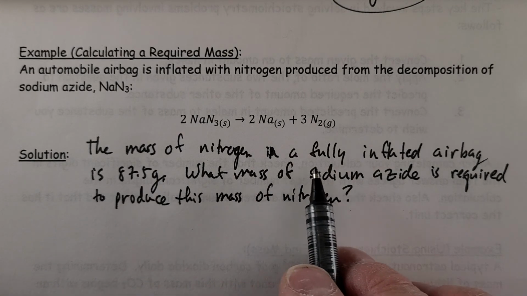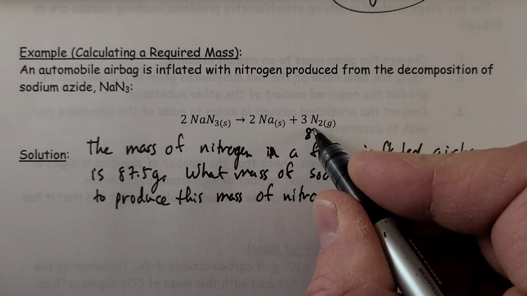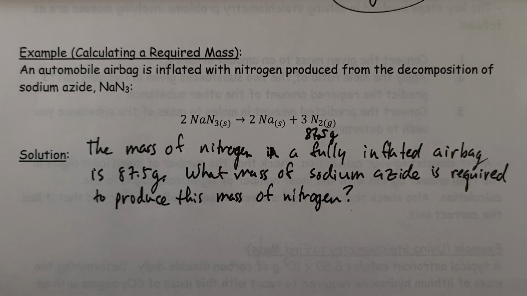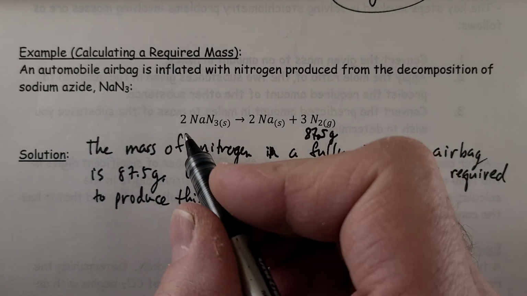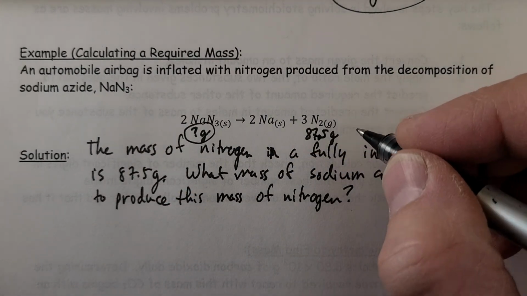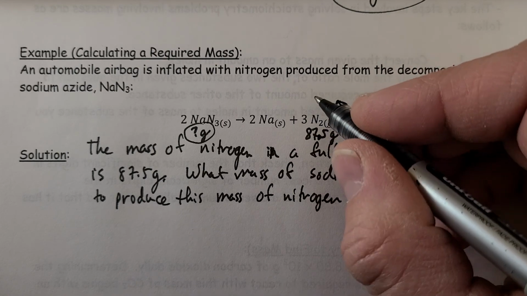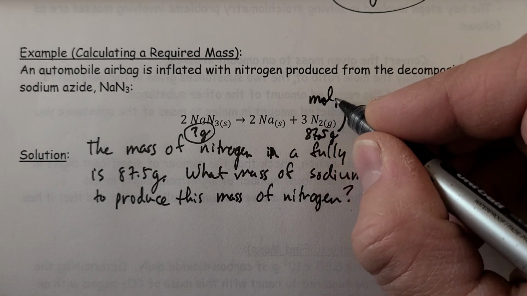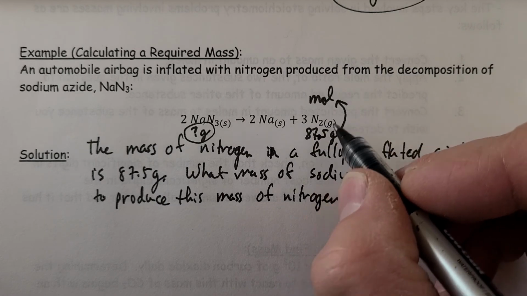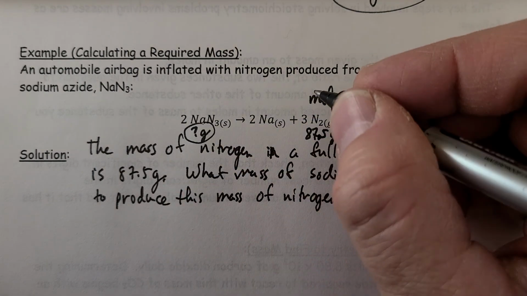So the mass of nitrogen in a fully inflated airbag is 87.5. So actually we're given one of the products this time. And what mass of sodium azide is required to do this? So you can see here it's going to be working backwards, which is fine. So first step, of course, change to moles. And I usually put grams on the bottom, moles on the top, to make it easier. It's almost like getting on a bus, going to the back of the bus or front of the bus and getting off.